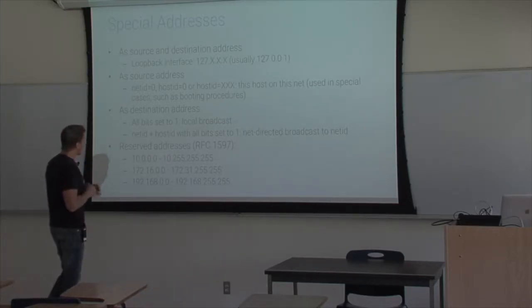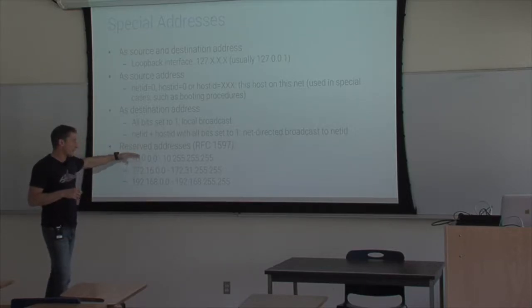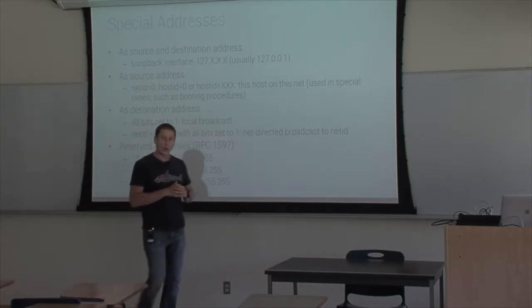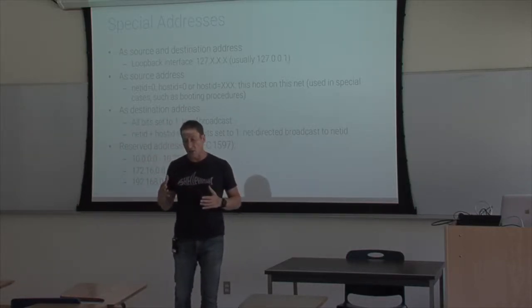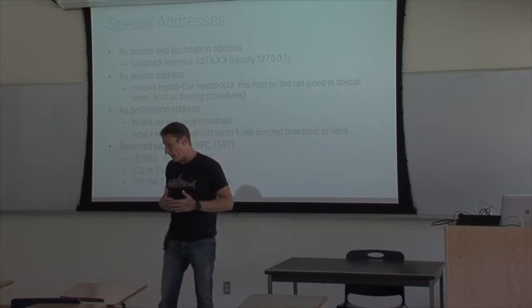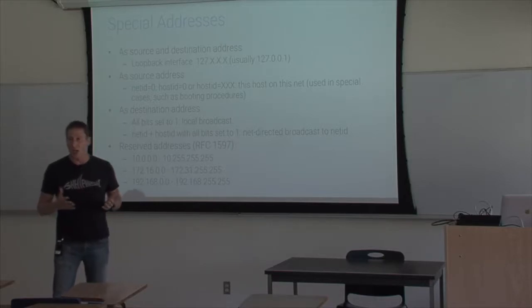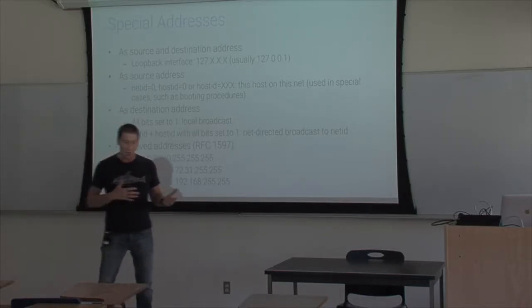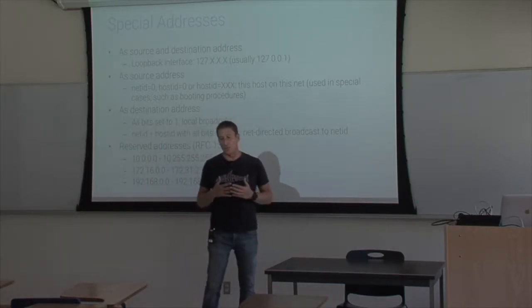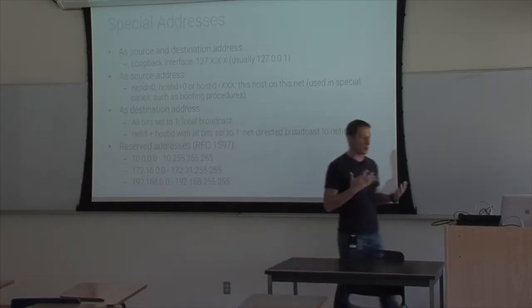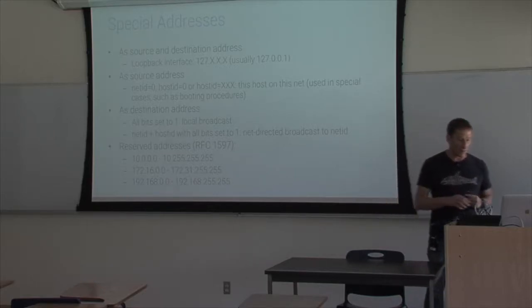Then there are a number of reserved addresses. For example, the 10 addresses, the 172.16 and then 192.168, which are ranges that are devoted to internal networks, and they're considered non-routable. That means that if one of those addresses appears on the network, the result will be that the packet will be dropped because they're not supposed to be externally visible.